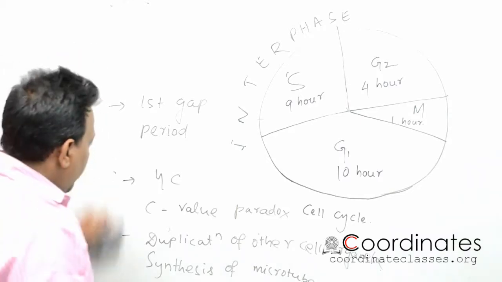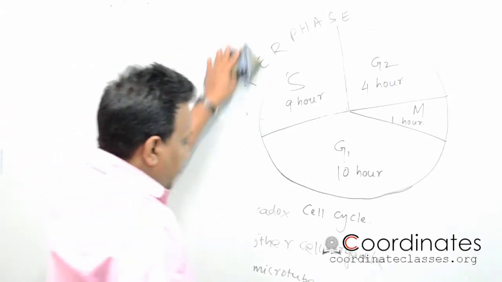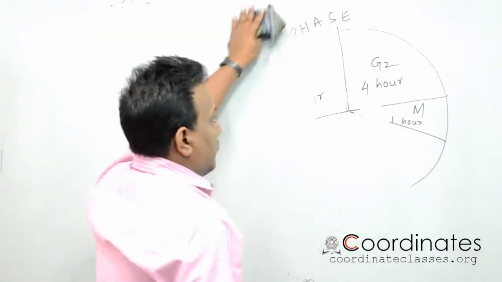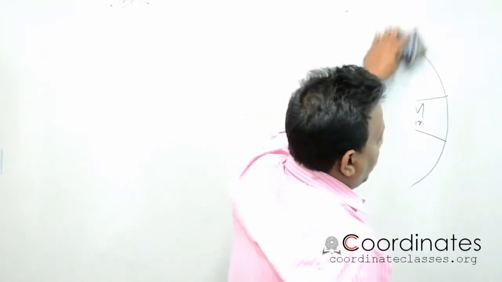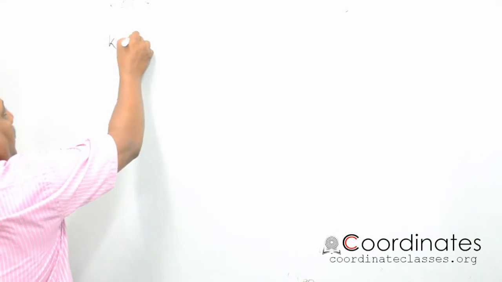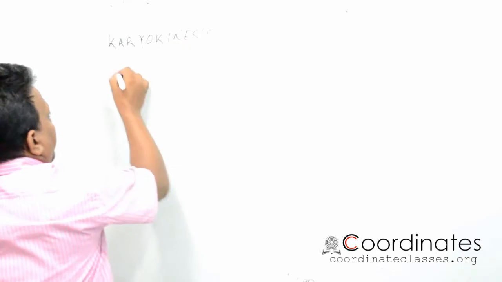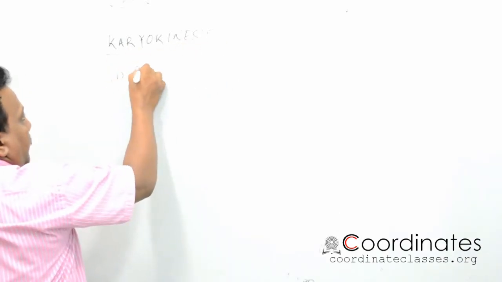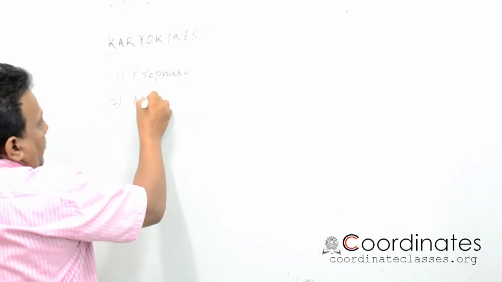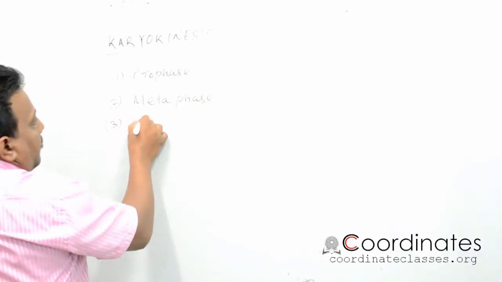And what are the major events of karyokinesis? Karyo means nucleus. Then kinesis means division. So karyokinesis means nuclear division. It takes place in 4 phases. The first one is prophase. The second one is metaphase. Third one is anaphase, and the last one is telophase.